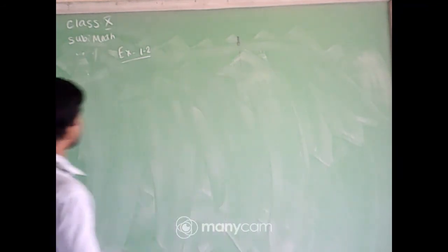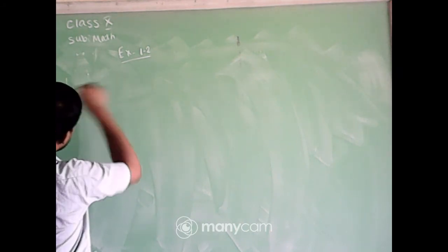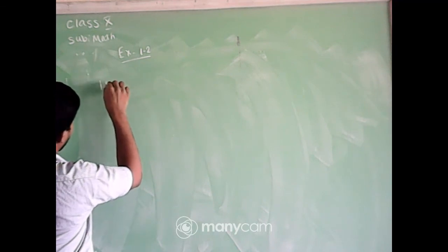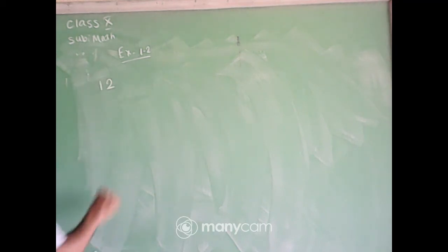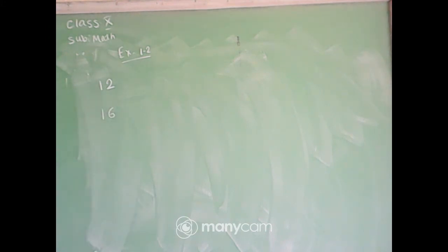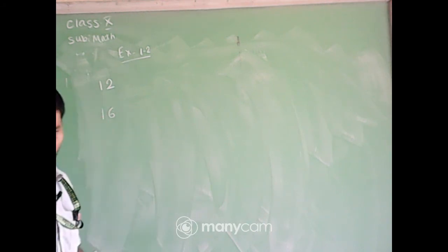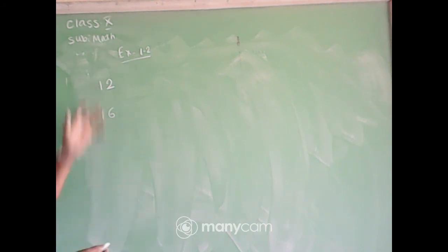Okay, so let us consider two numbers. Suppose I am taking 12, and another number I am taking 16. We want to find the LCM and HCF between these two numbers 12 and 16. So what we have to do? Look, we can directly find the LCM and HCF between two numbers by using division methods or etc. But here we will find the LCM and HCF by prime factorization method.